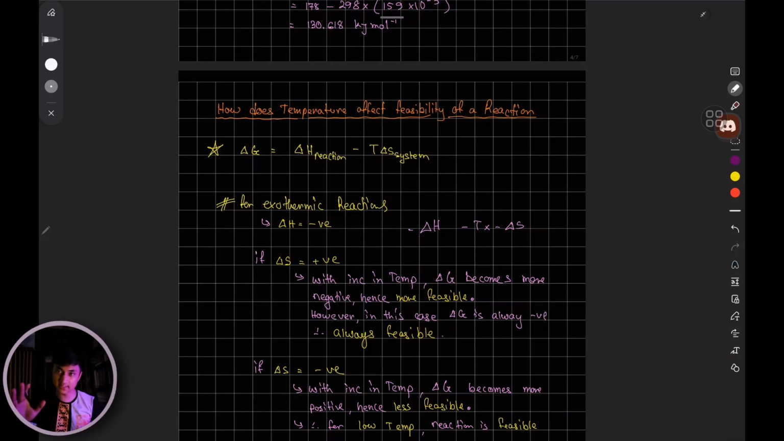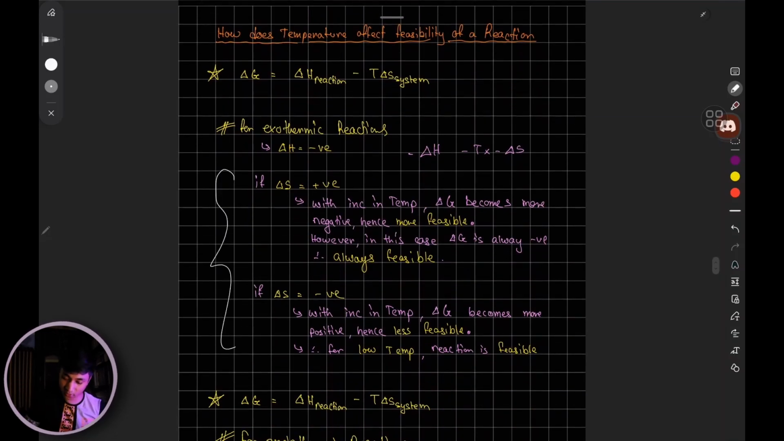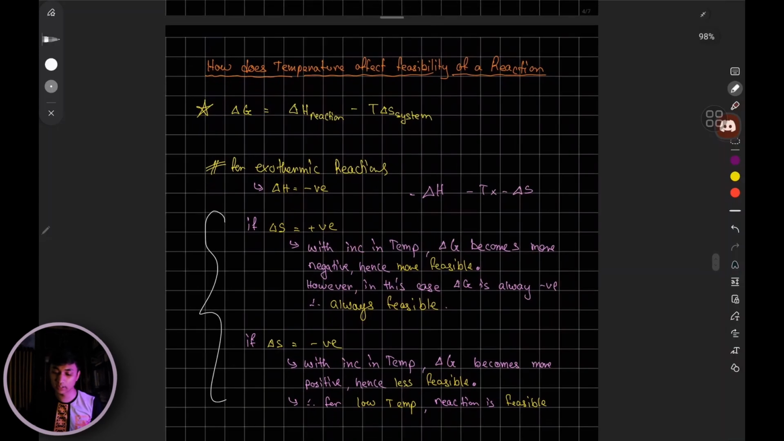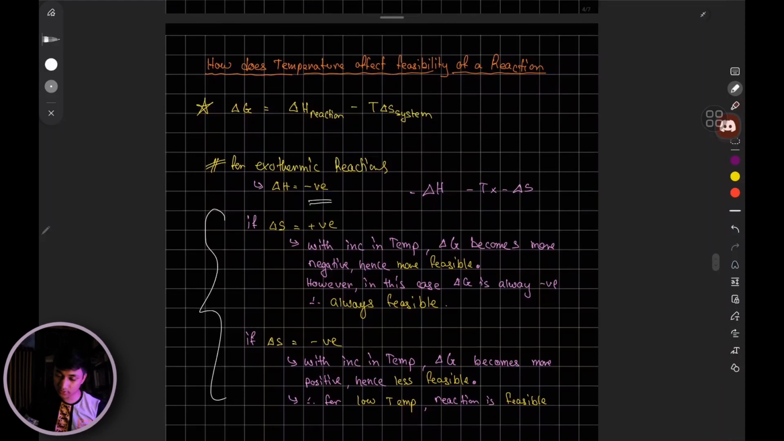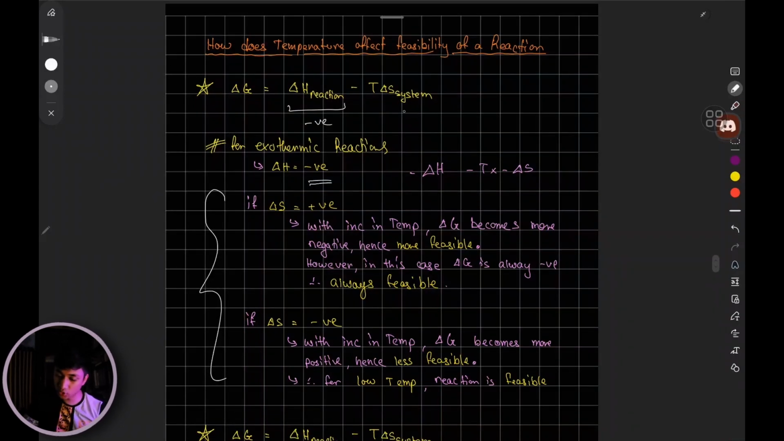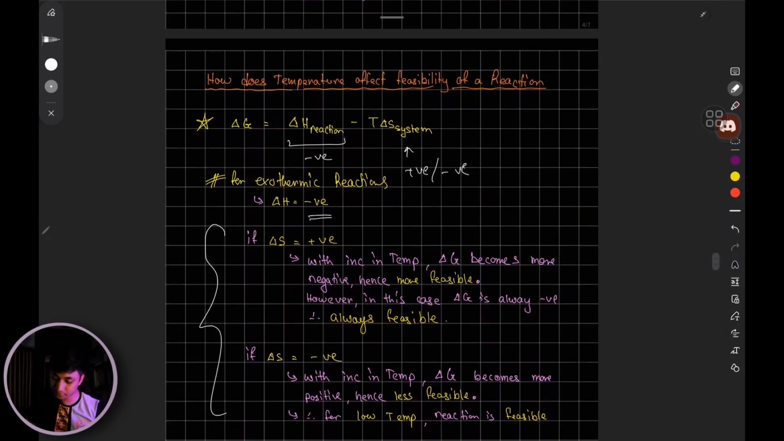The first case, or the first part of the case, is for exothermic reactions. So in case of exothermic reactions, your change in enthalpy is negative. Change in enthalpy is negative, right? Energy is taken out of the system. So this part of the expression, mind you, is negative. Del H is negative. So your entropy can be either positive or negative. So let's take that into account.